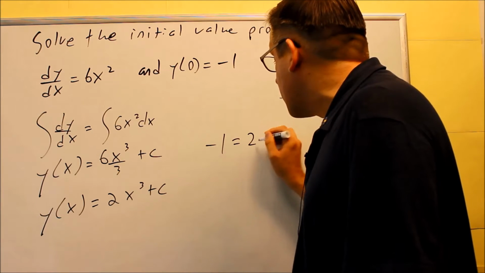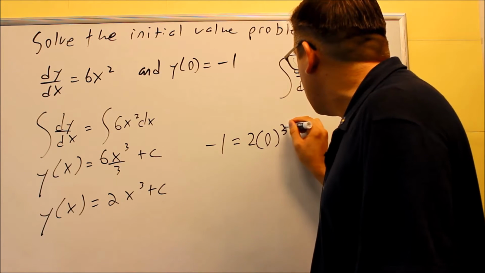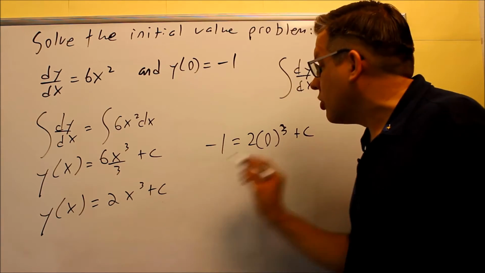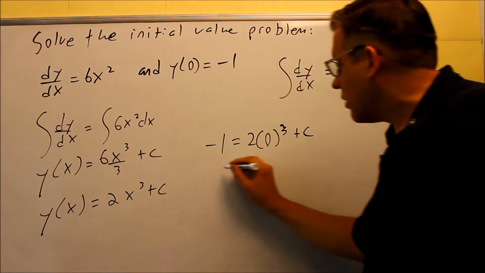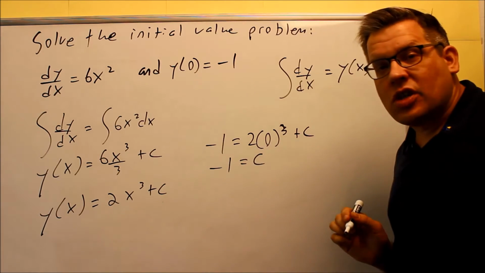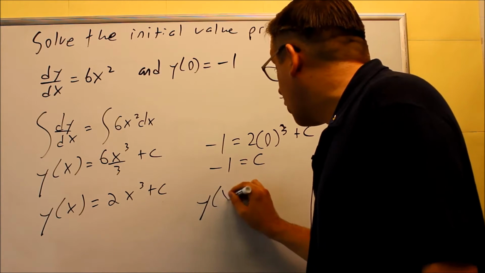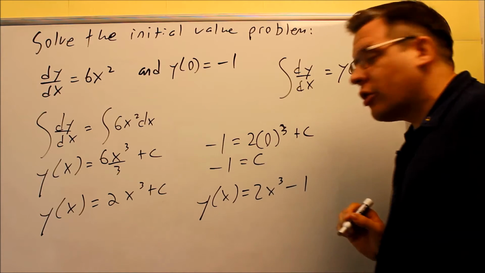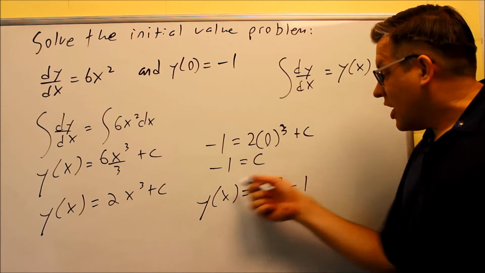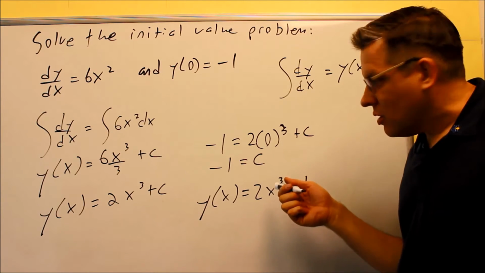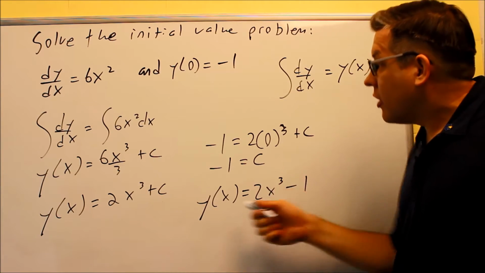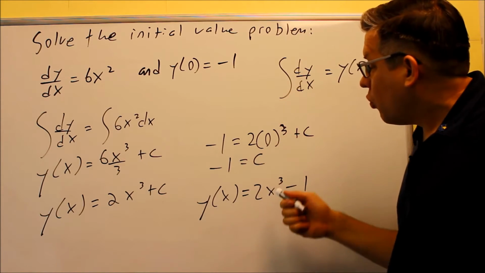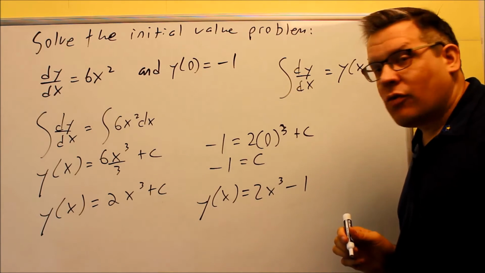So here's what it looks like. We have -1 equals 2 times 0 cubed plus c. Again, -1 goes in on that side, 0 goes in for the x. When we solve that, we get -1 as our c value. So now we know what the exact function is going to be: y of x equals 2x cubed, and then we put -1. Notice that if I take the derivative of this, dy dx, 3 comes down and I get 6x squared. I do get the original one, and because we set it up this way, we know that this will go through the point (0, -1).